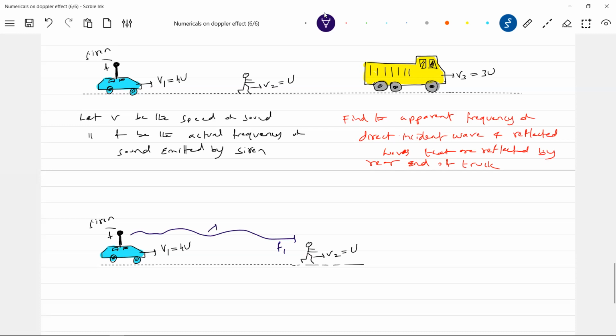This is the direct wave. What is the apparent frequency? F1 is equal to F times (V minus V2) divided by (V minus V1). V2 is what you know, and V2 is u. So F1 is F by V minus 4u. So this is the frequency of the direct wave.